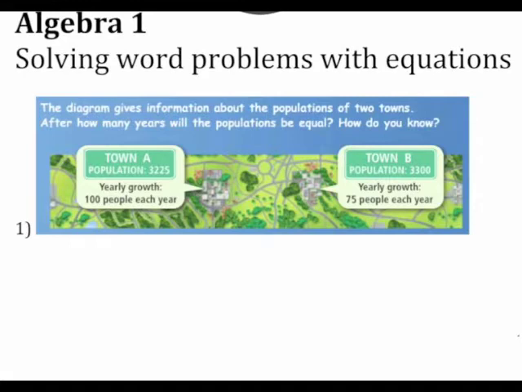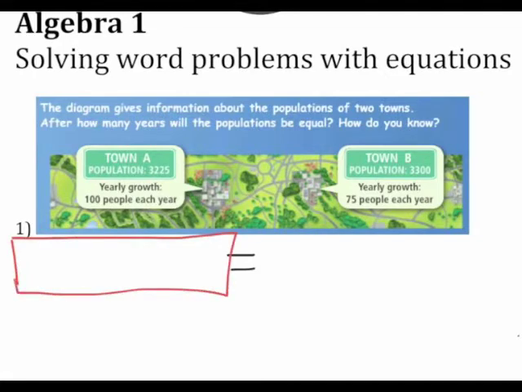Alright, in this problem we have two towns, town A and town B. And they have different starting populations and they also have different yearly growth rates. Each year they add a different number of people. And the question that we want to try to solve is, after how many years will the populations be equal? So this part of the question right here, equal, tells us that we're going to have to write an equation in which two things are equal. The question is, what goes over here on the left side of the equal sign and what goes over here on the right side of the equal sign?